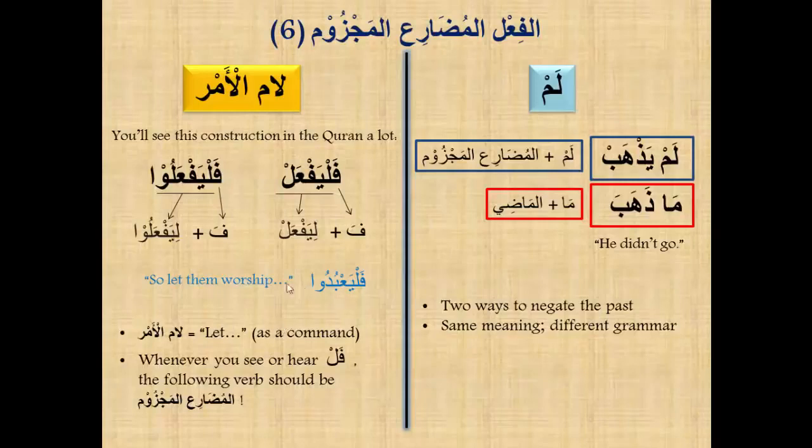And the verb following it must be in the majzum case. Whenever you see or hear فَلْيَعْبُدُوا, the following verb must be in the مضارع مجزوم. So this is something to listen for in the Quran. To summarize, lam and lam al-amr are jawazim. When they occur before a present tense verb, we have to use al-fi'l al-mudari' al-majzum.